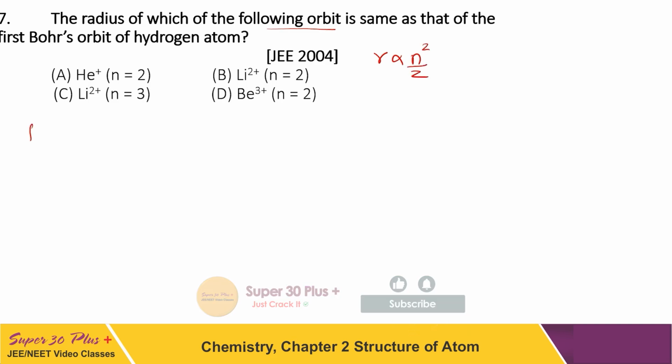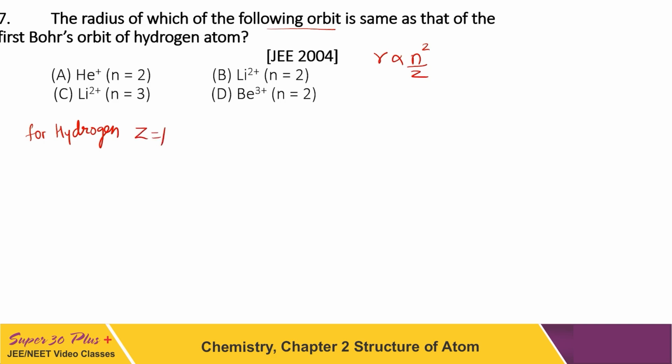For hydrogen, the value of Z is 1, and if you are calculating the first orbit, n is also 1. So here radius is proportional to 1 square by 1, that means proportional to 1. Now the same value will be for which option? If you choose option A, radius will be proportional to n square upon Z. For helium, Z is 2, and for the second shell, n is 2. So it will be 2 square upon 2, that means proportional to 2. So this is not our option.